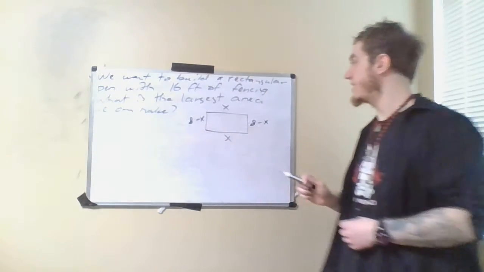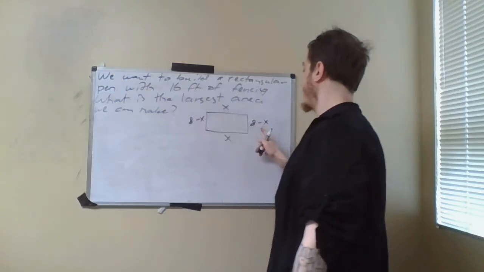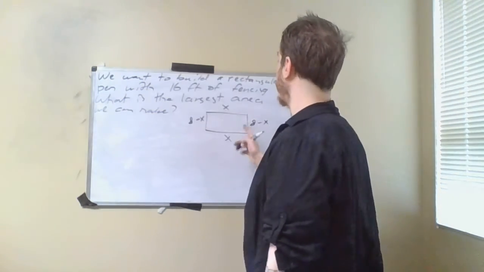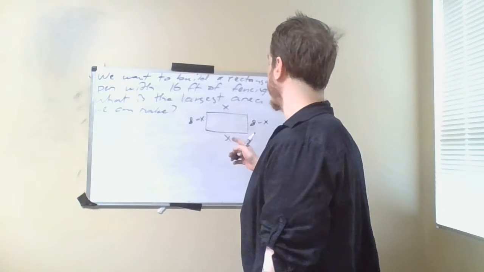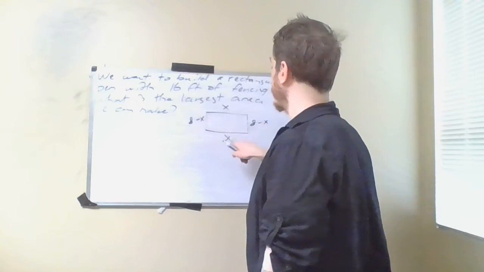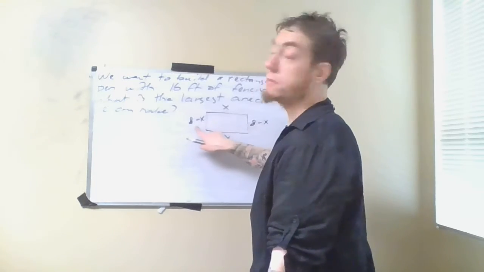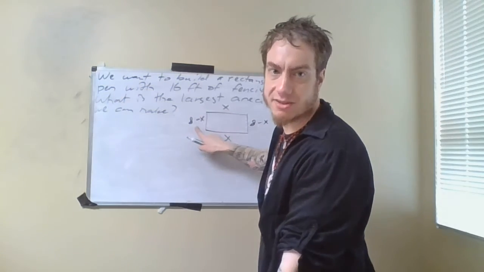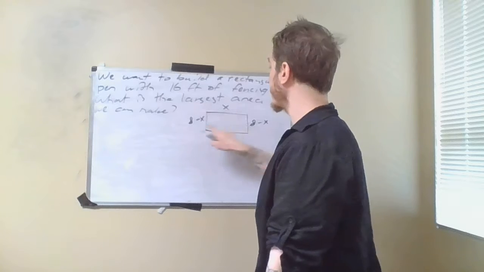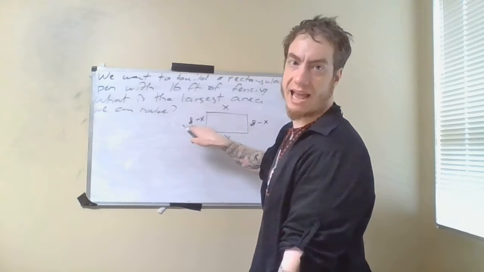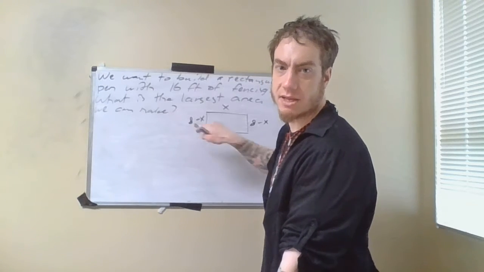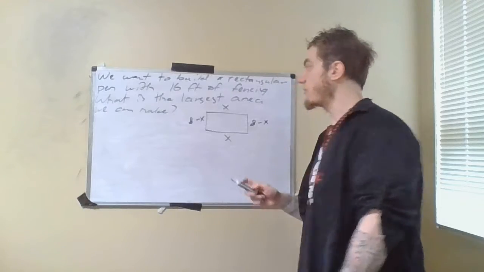Now, why is that the case? Well, because these two sides together, all four of these sides need to add up to 16. And so if these two sides total to 2x, then these two sides need to be 16 minus 2x. But each of these sides are the same length, so they're exactly half of 16 minus 2x. So that's where these numbers come from.